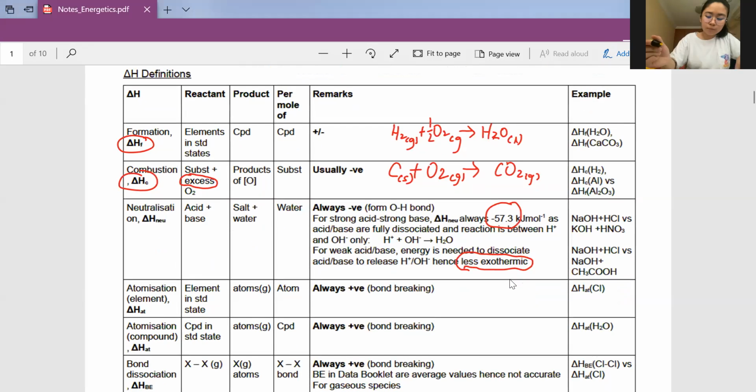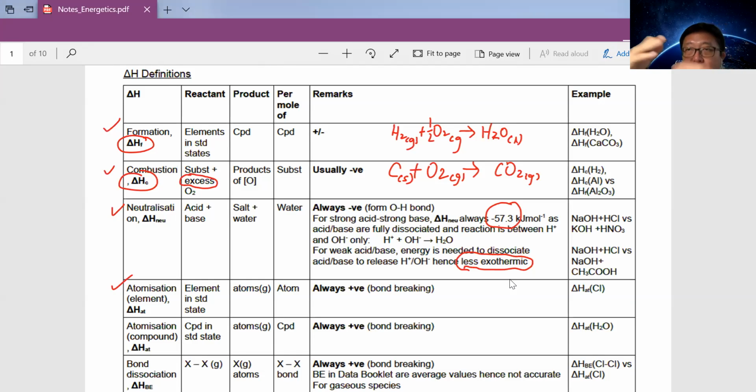Okay, next one, atomization. Atomization, you must remember this part here. I went through 1, 2, 3 already. I will tell you what are the areas that we will always go through. When we go through, you must remember: element in the standard form to form the atoms of the gas. So that is your atomization of the element.